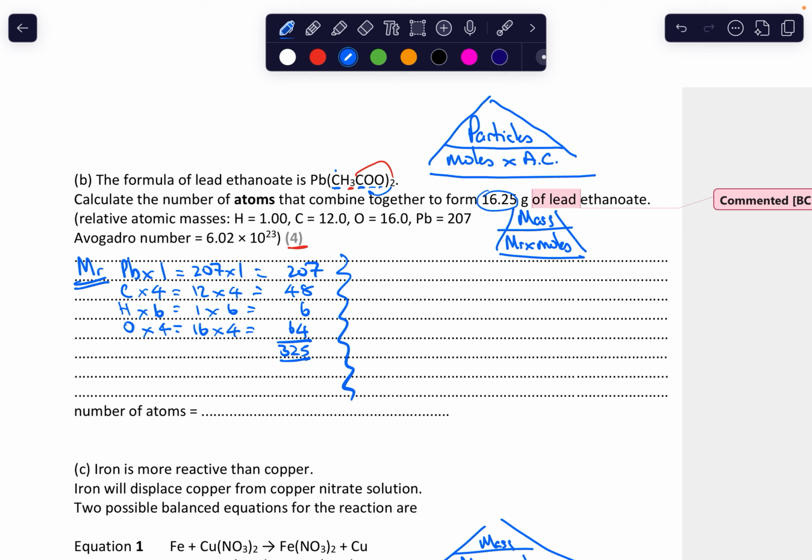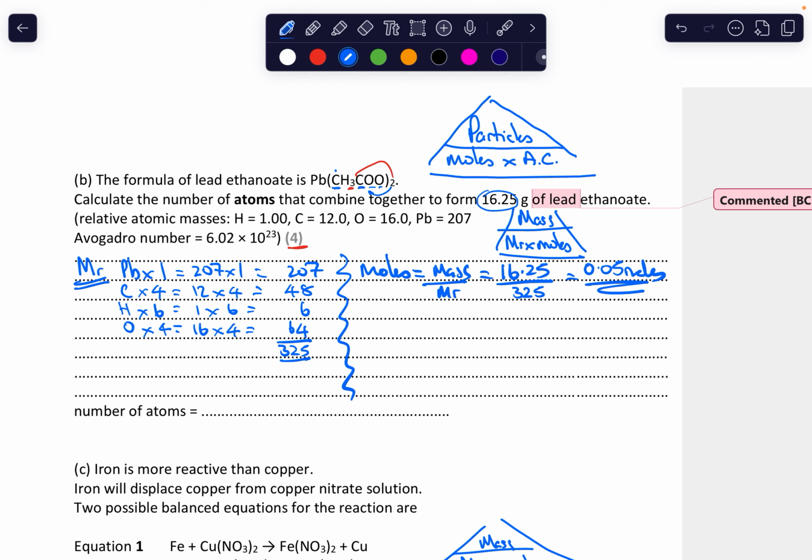What I'm going to do now is calculate the number of atoms that combine together. So what I'm going to do now is work out how many moles there are of this chemical. So the moles, according to my triangle, is going to be the mass divided by the MR. The mass is 16.25, and the MR we've just worked out is 325. So 16.25 divided by 325 is going to be 0.05 moles of the material.